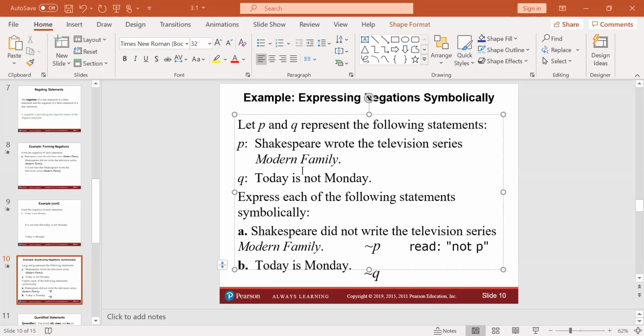If your original statement Q is that today is not Monday, just because it has a not in it doesn't mean you're going to put the tilde in front of it. The original statement is that today's not Monday. So then the statement today is Monday is the opposite stance. So this one is not Q. It's the negation of statement Q.